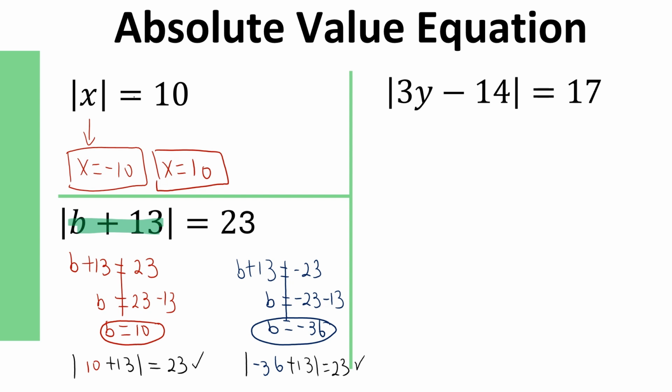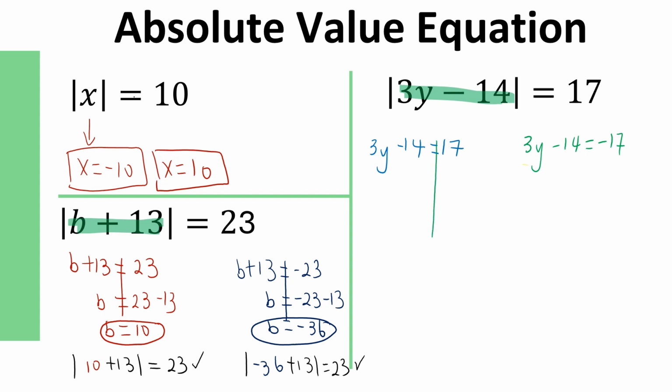For our next equation, we want to solve for y such that the absolute value of 3y minus 14 equals 17. So this tells us that 3y minus 14 can equal positive 17 or it can equal negative 17. So again, I'm going to have two cases here. My first case is 3y minus 14 equals positive 17, and the second is 3y minus 14 equals negative 17. Now I'm going to solve each equation individually.